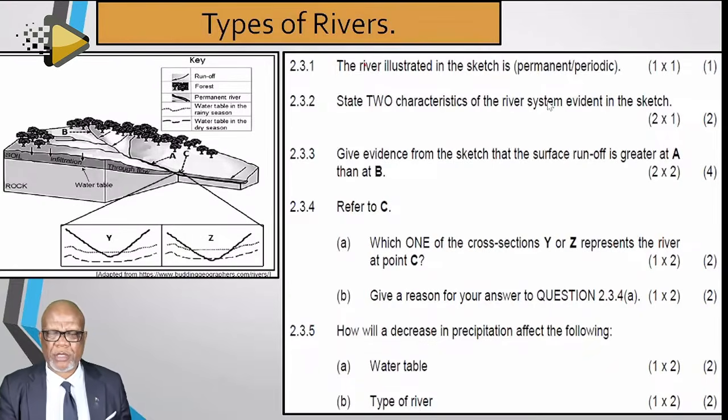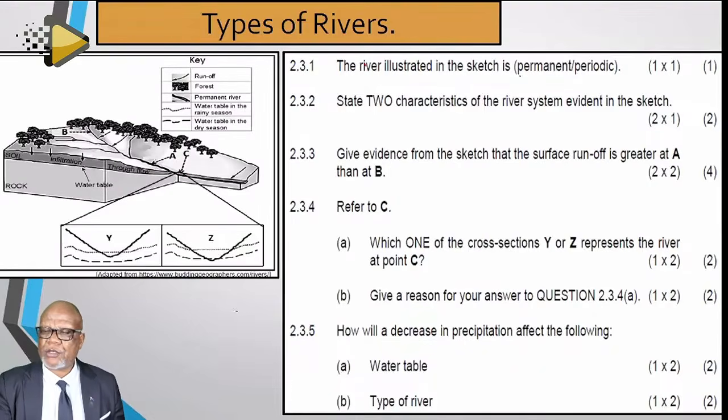So you need to look at the sketch now. You have to check what's happening with the water table there. This is what is shown here. So that is your through flow. That is your water table.